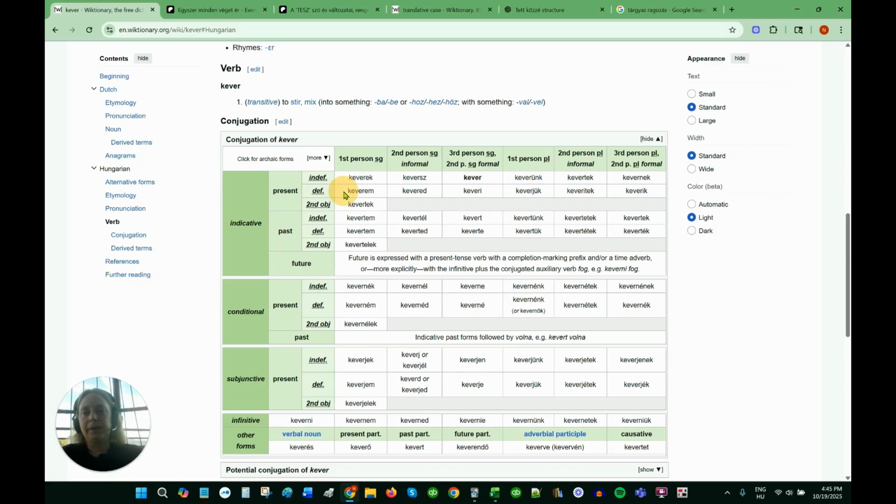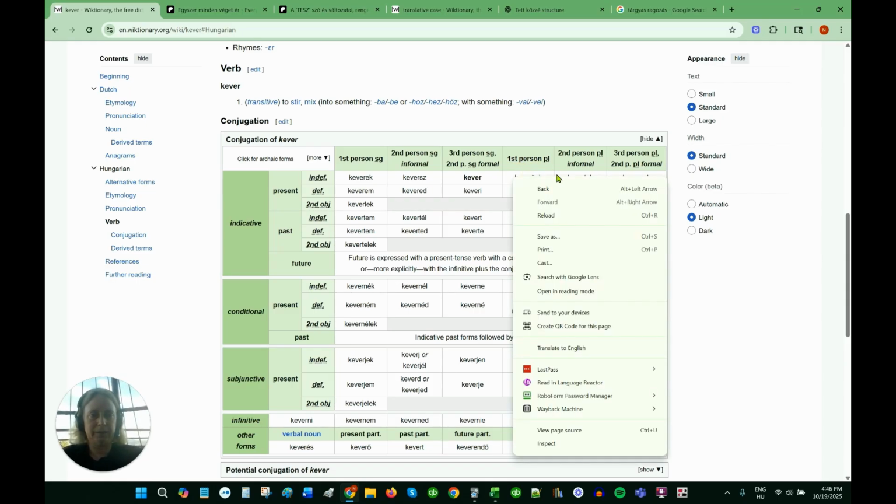And then this one, keverem, is again I mix, you mix, etc., but it's I mix that particular thing that we've been talking about or that we all know about, that we have specified. So keverem, kevered, keveri, keverjük. So you see here, this is the first person plural. If it's something that we know about, because we've already talked about the ingredients so far and placed them in the bowl, then it's keverjük. And then if it's just mix anything, it doesn't matter what in particular, we're going to be mixing something, then it's keverjünk, just with the N.